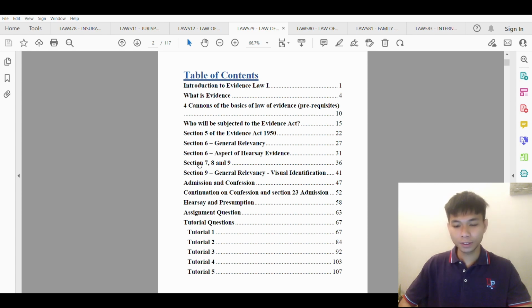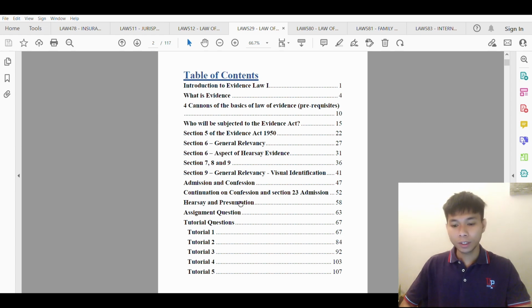Section 6, and then there's Section 7, 8, and 9, whereby Section 7 is for the state of things. I think it's for the location. 8 is for the conduct. Section 9 is the identification of the person. Then we have admission and confession under Section 17, whereby admission can be the accused person or any other person that could incriminate the accused, and confession is the confession of the accused himself of his own crimes.